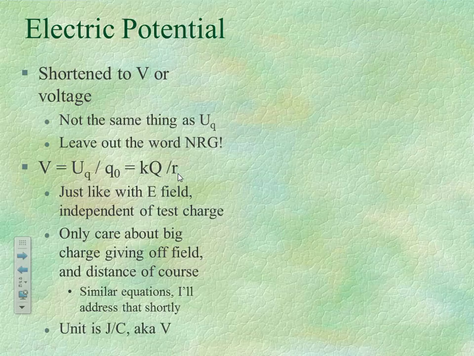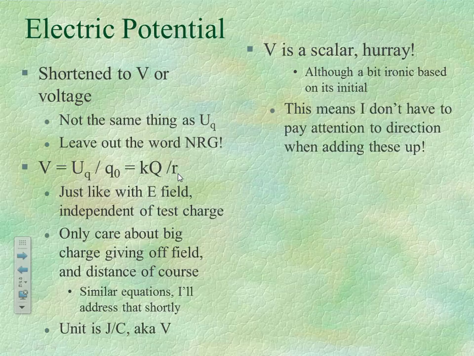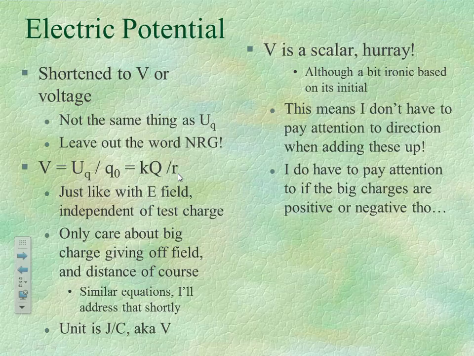The unit is joules per coulomb. You could also call it the voltage. The nice thing about electrical potential or voltage is it is a scalar, which is a little silly because the symbol is V, and you'd say, oh, V for vector, right? Sorry, that's not the case. It's not V for vendetta either. It is a scalar.